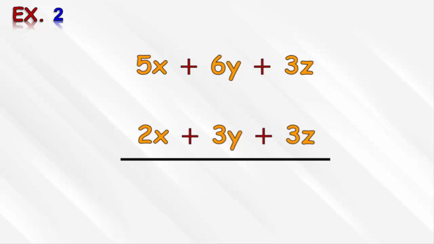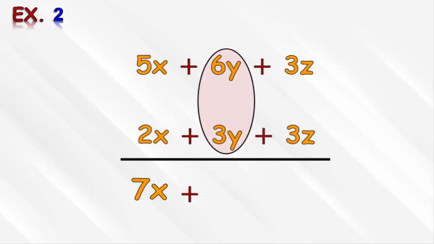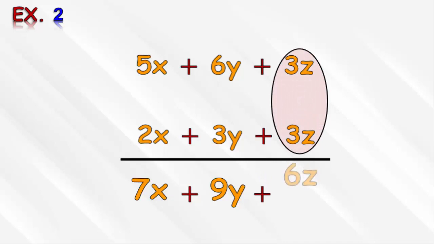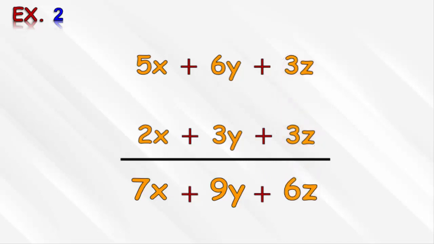We will start with the coefficient of x. 5x plus 2x equals 7x. Then we add the coefficients of y. 6y plus 3y equals 9y. Finally, we add the coefficients of z. 3z plus 3z equals 6z. Finally, we get 7x plus 9y plus 6z.